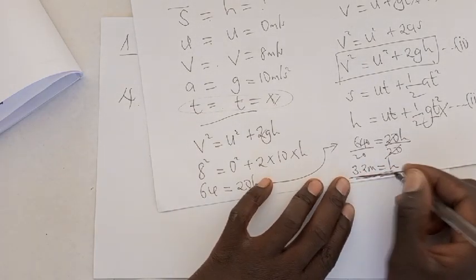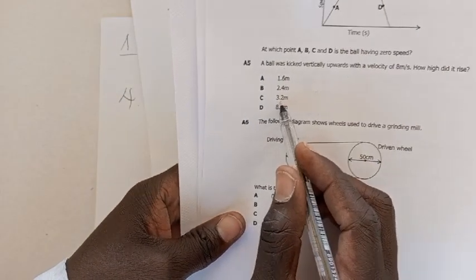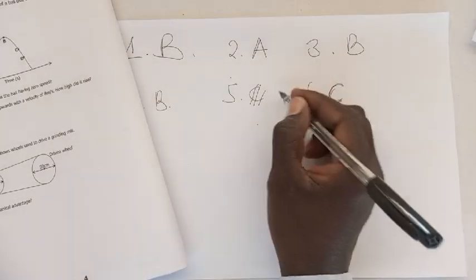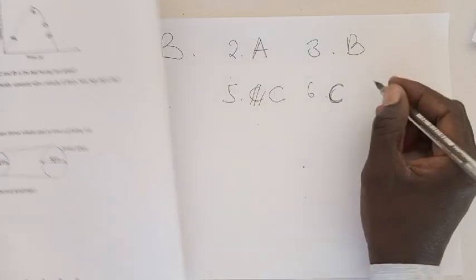Is there any answer in the question which is saying 3.2 for question 5? This one. So the answer for question 5 is what? C. The answer is C. We move on to question 7.